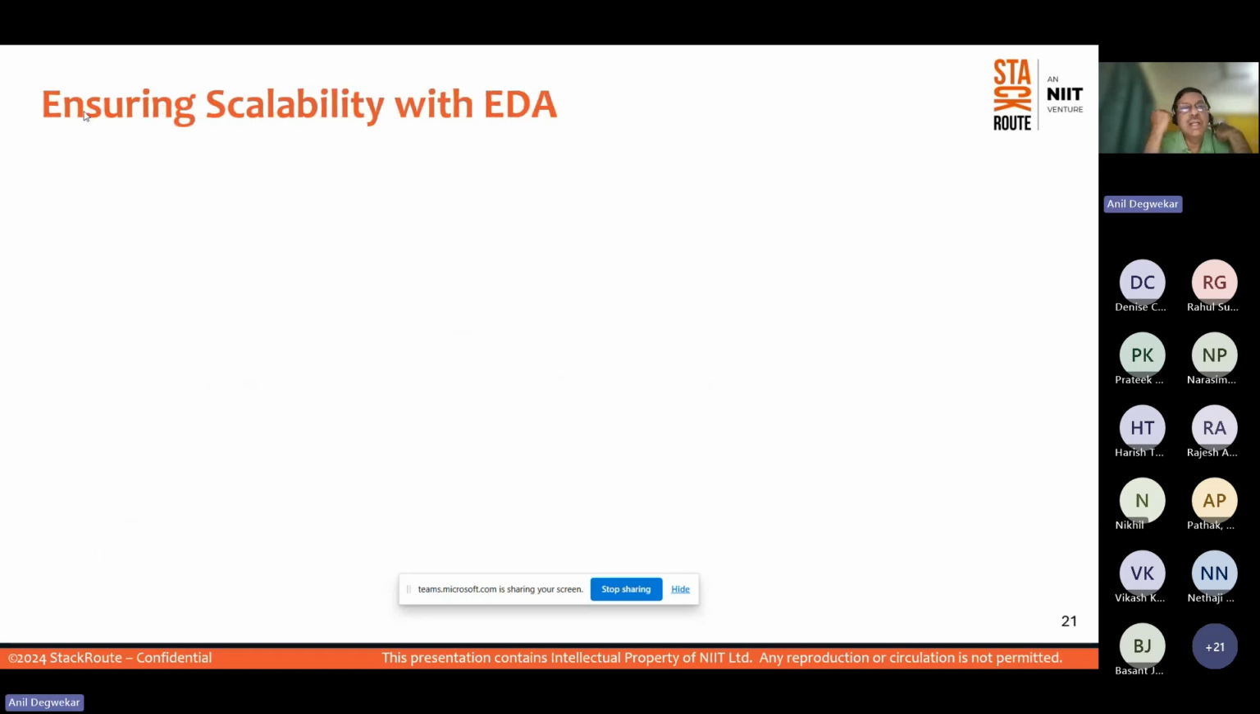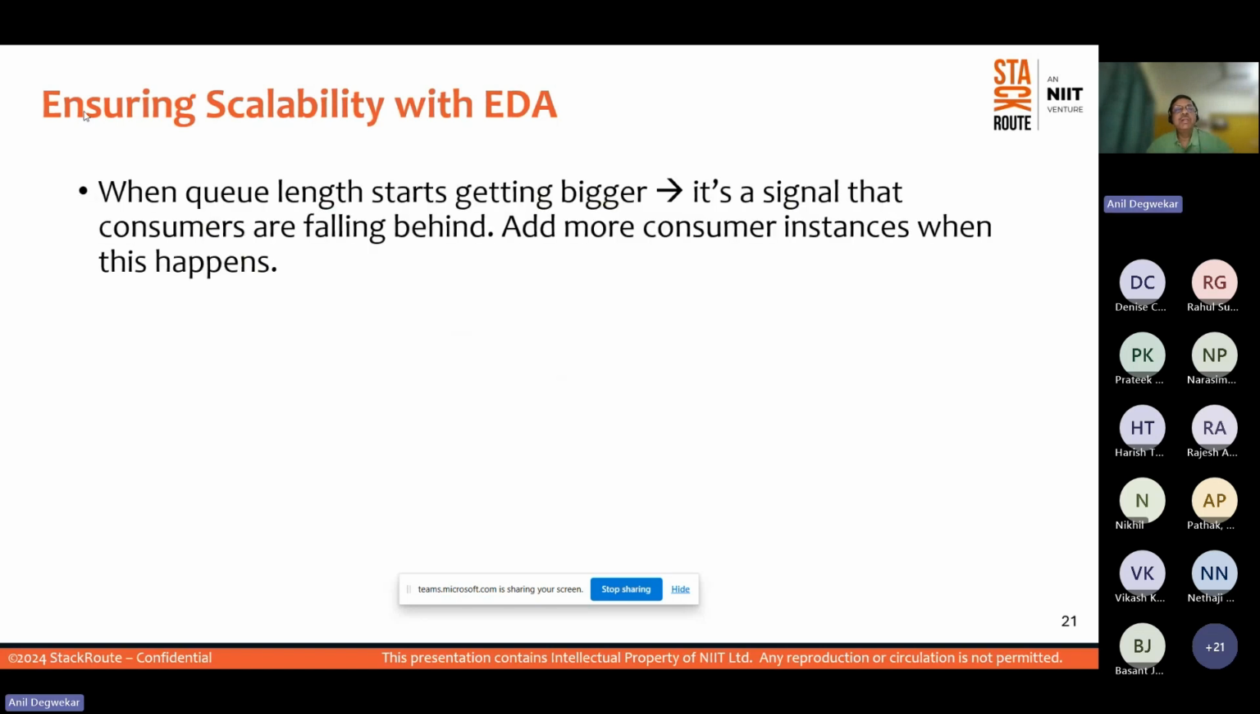Let's look into the three things we looked at, right? Scalability, performance, and reliability. These are the three biggest advantages of event-driven architecture. How do you ensure scalability? Scalability is ensured first of all by handling your queue length properly, right? As your load increases, your queue length starts getting bigger. That is a signal that too much data is coming, your consumers are falling behind. That is where you add more consumers, and that is how you ensure scalability.